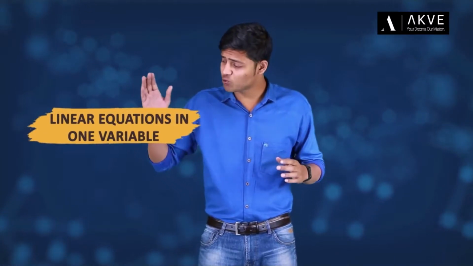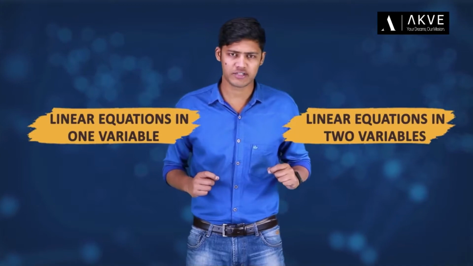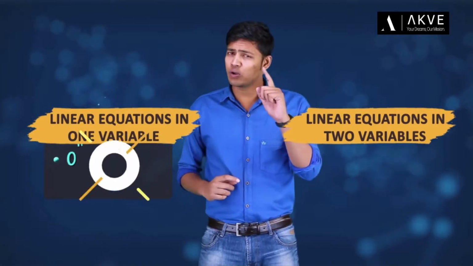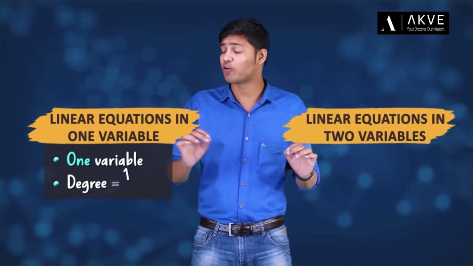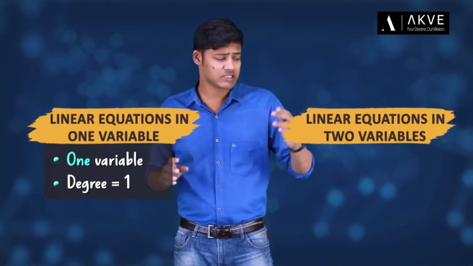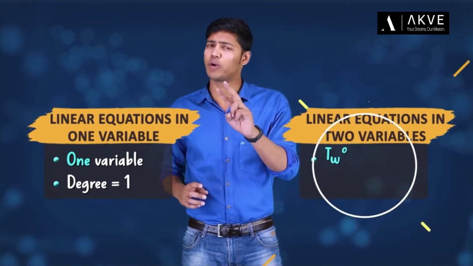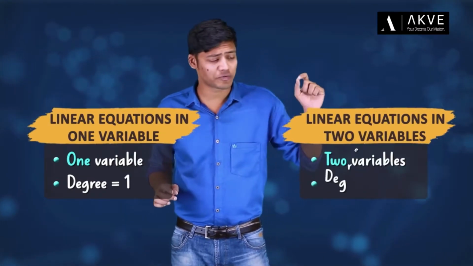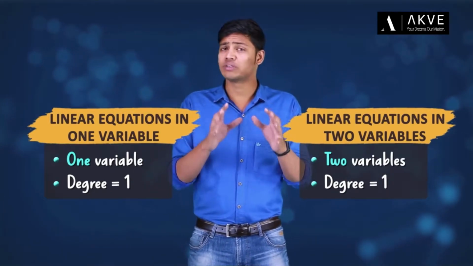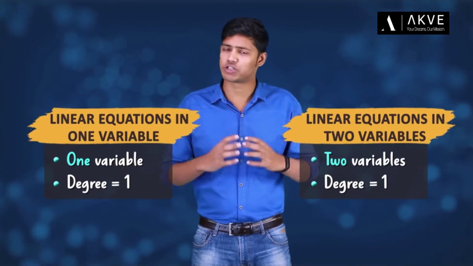Hello friends, we defined linear equations in one variable and linear equations in two variables. In linear equations with one variable, there is only one variable and the degree of the equation is always 1. In linear equations in two variables, there are two variables and still the degree of the equation is 1. Today, we will form the general forms of these two equations.